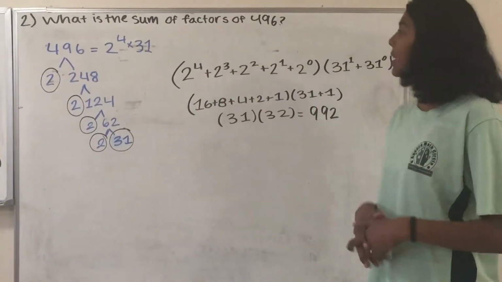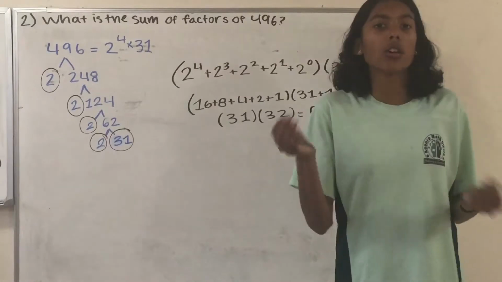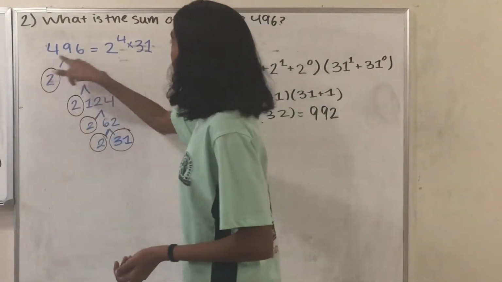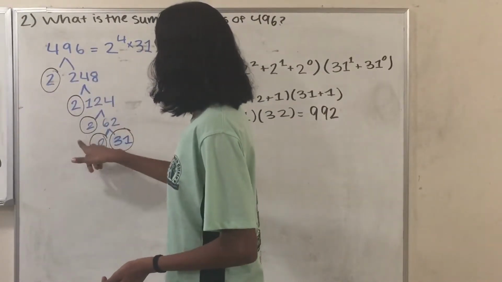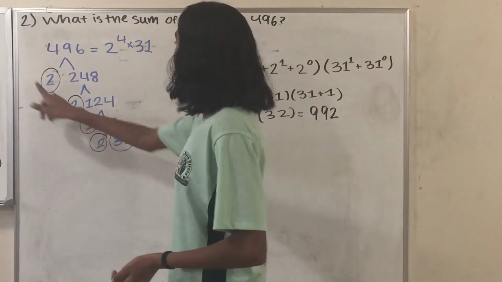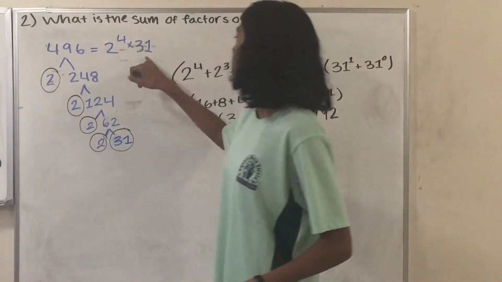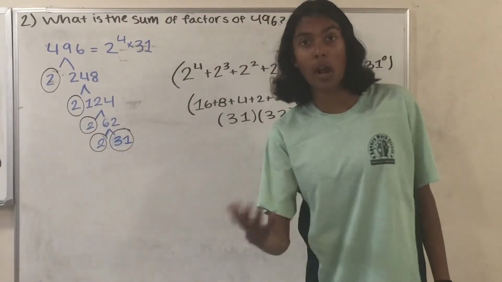Our second problem is, what is the sum of the factors of 496? So the first step of doing this is we prime factorize it. We split 496 into 2 and 248, 2 and 124, 2 and 62, and 2 and 31. This gives us 4 2's, 2 to the 4th, and 1 31, which is 31. And we can't simplify it even further because 31 is prime.